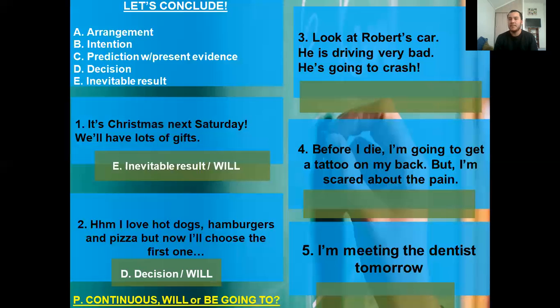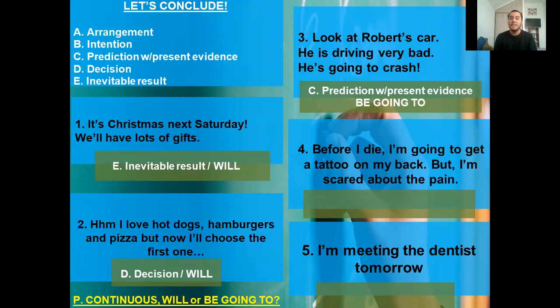That is important. Number 3 says, look at Robert's car. He's driving very bad. He's going to crash. Okay? So look at this. That is an example of prediction with present evidence, and you have to use be going to. Look at the example. He is going to crash. Be going to plus the base form of the verb in this case. What is the present evidence? The person who is looking to the situation.